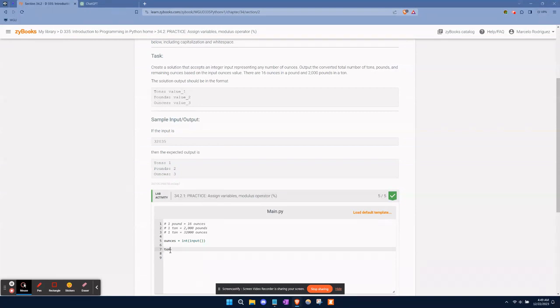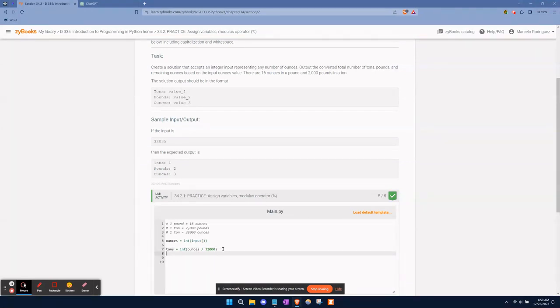So tons, we'll create a variable. It's going to be equal to an integer, because we're using an integer value up here. So we want an integer there. And so tons is equal to integer of ounces. And to calculate this, we'll just divide it by 32,000, right? Because 32,000 ounces equals a ton, so we'll divide by 32,000.